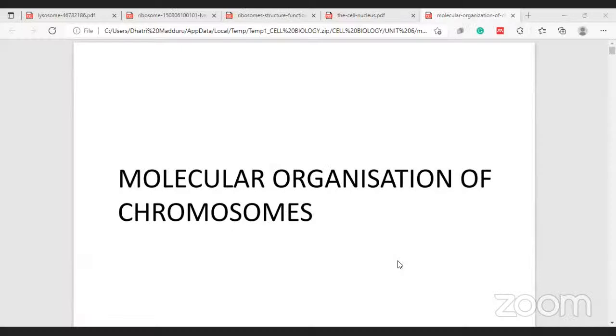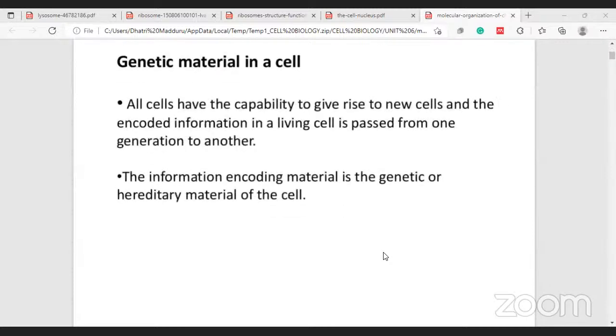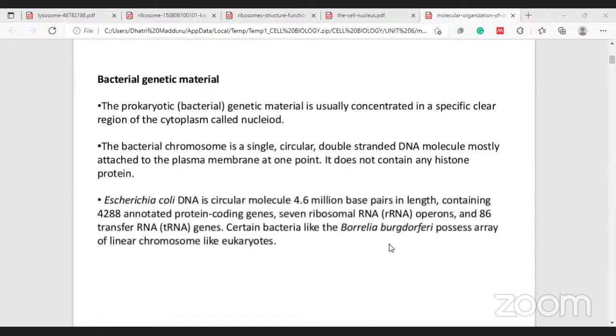So now a little bit we will talk about the molecular organization of the chromosomes. I already told you, genetic material is what, whenever a parent cell is divided into forming new cells, has to be passed to the next generation. This is also called hereditary material.